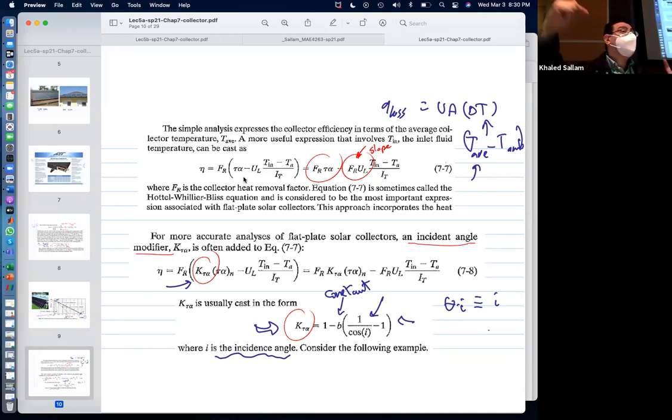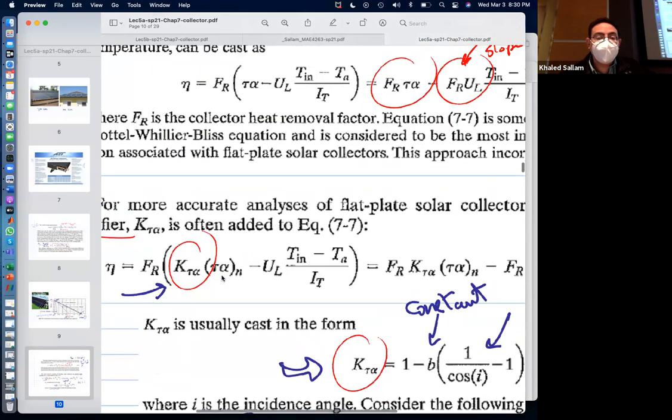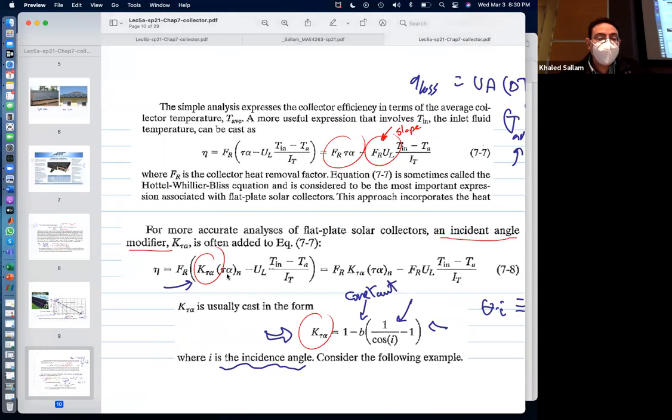So if theta I is 0 or 5, that's okay. But if theta I is 40 or 50 degrees, the radiation is coming in at a huge angle. That probably will make the transmissivity not that great because the reflectivity will pick up some, right? So they fix this tau alpha. They tell you there is tau alpha normal, and you need to multiply by some kind of correction factor, K.